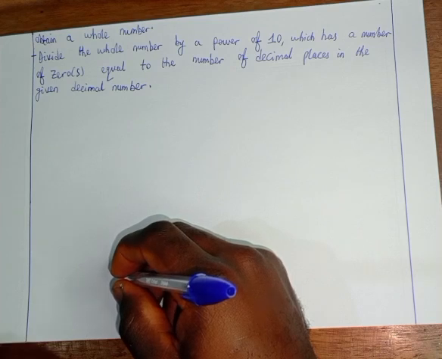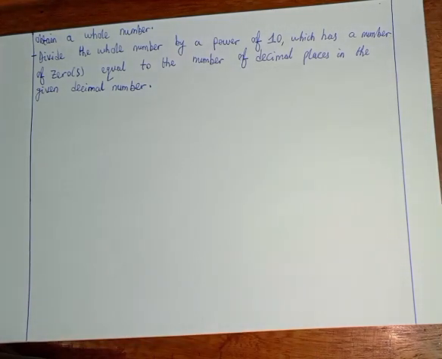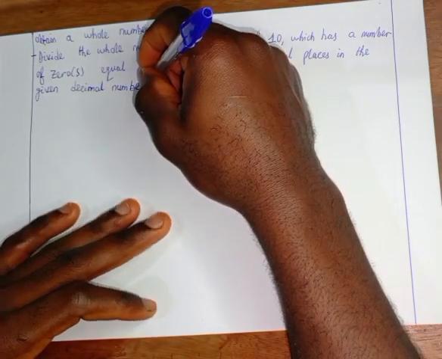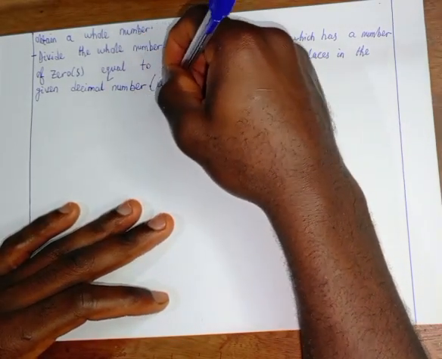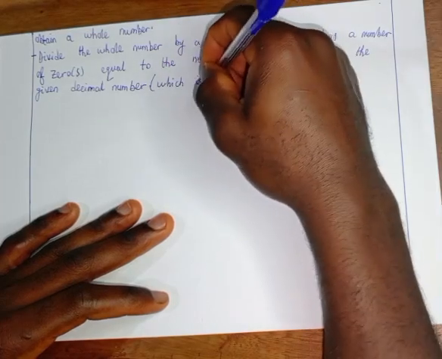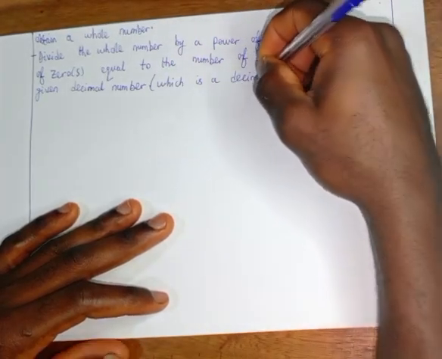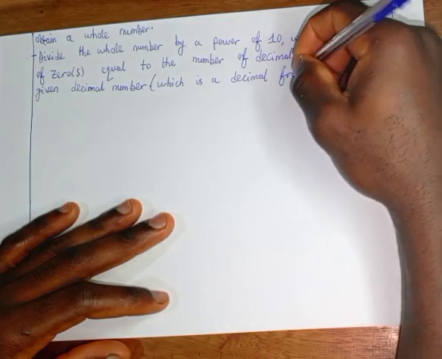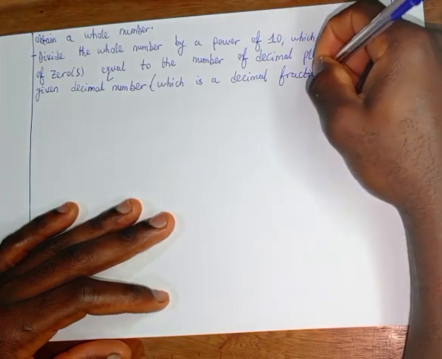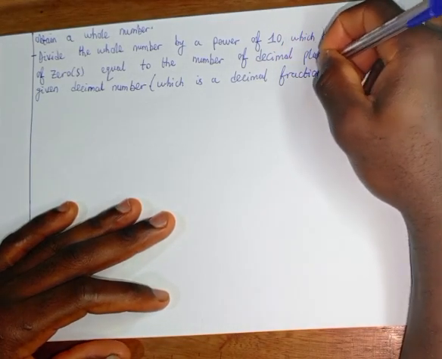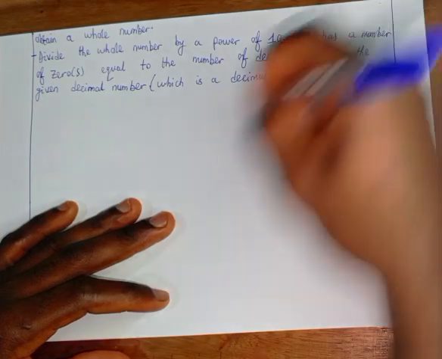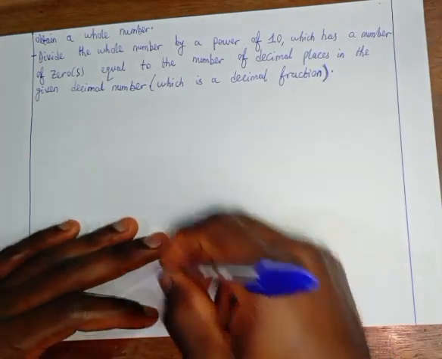So after doing this, you obtain a decimal fraction. Write this in bracket, which is a decimal fraction. And the final result, obtain a fraction in which the denominator is a power of 10.